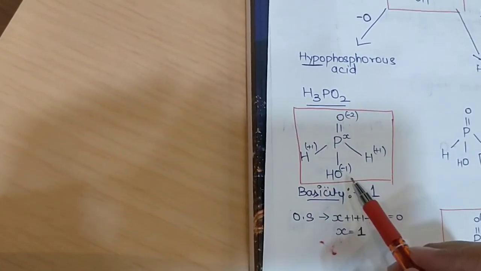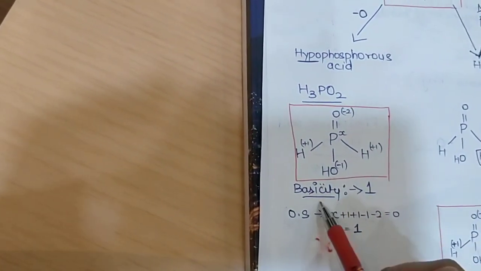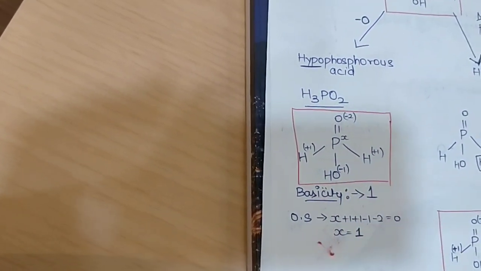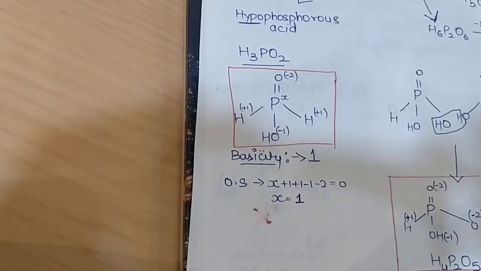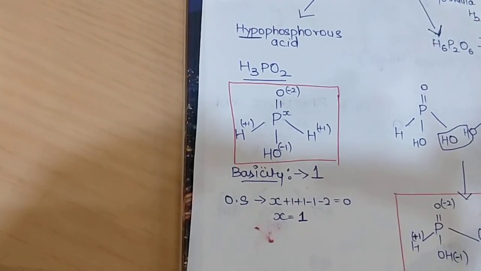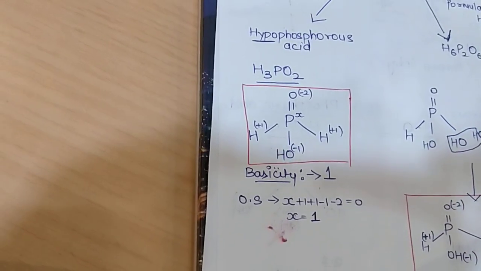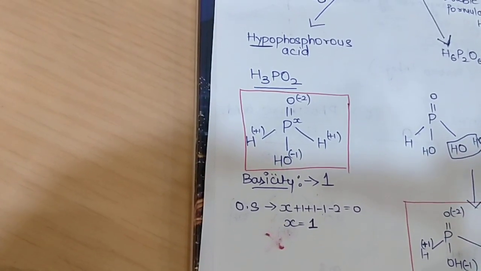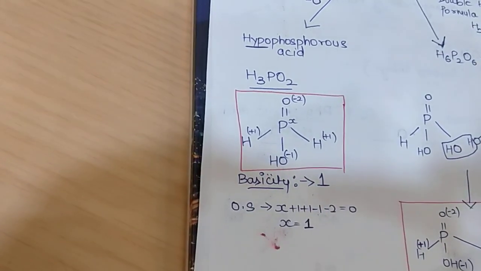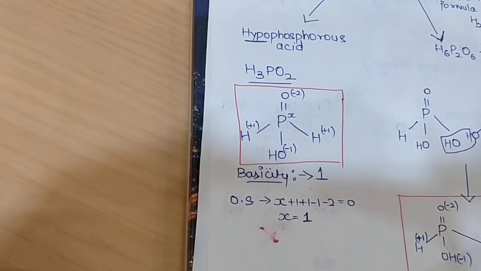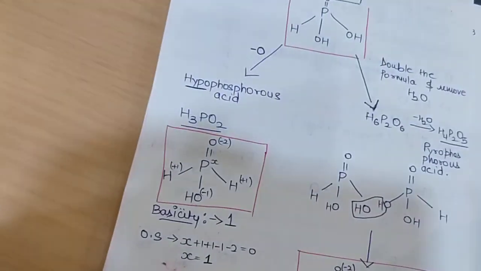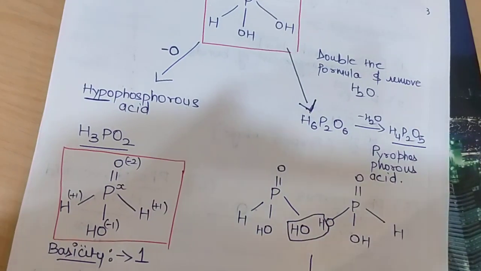Here only one OH group is present, that means basicity is 1. It is a monobasic acid. So this is all about hypophosphorus acid, how it is generated. It is generated from phosphorus acid. When we remove one oxygen from phosphorus acid, prefix hypo is introduced, and the formula becomes H3PO2. Next, what we have to generate is pyrophosphorus acid.